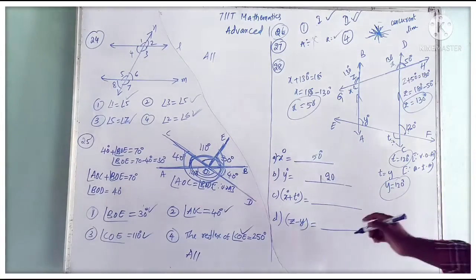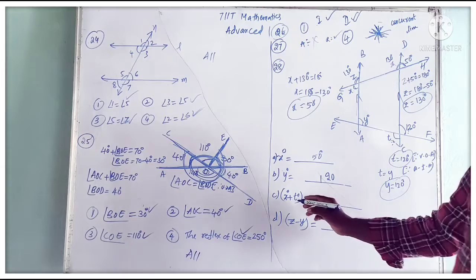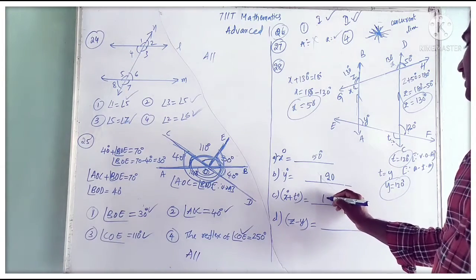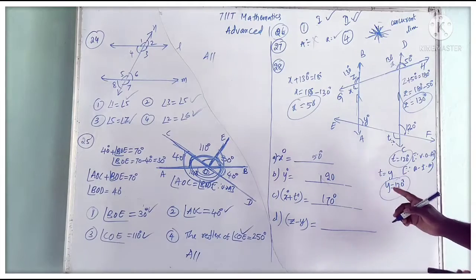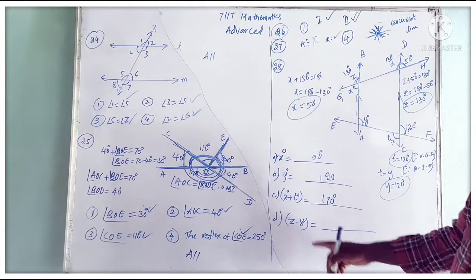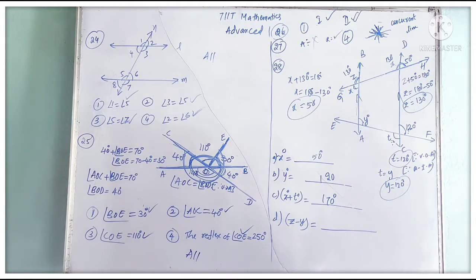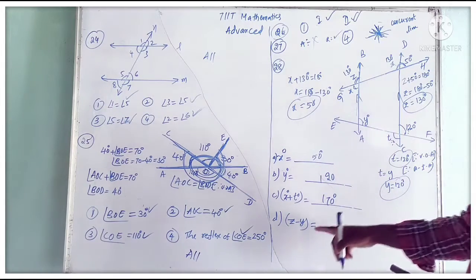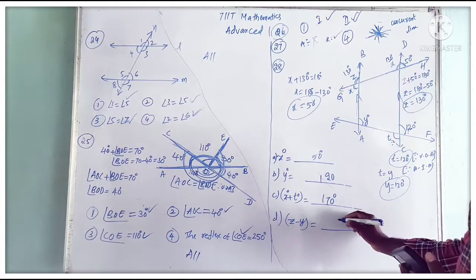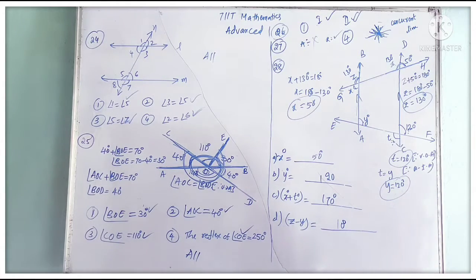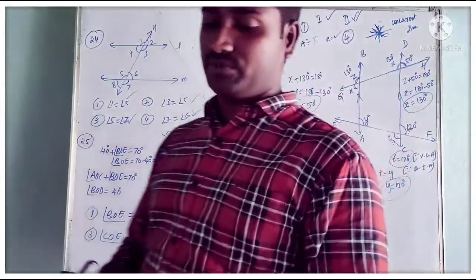X plus T: X is 50 degrees, T is 120 degrees. So 50 plus 120 is 170 degrees. And Z we got 130 degrees, Y we got 120 degrees. So 130 minus 120 is 10 degrees. Okay, so this is about the 28th question. Next question I am going to discuss with you.